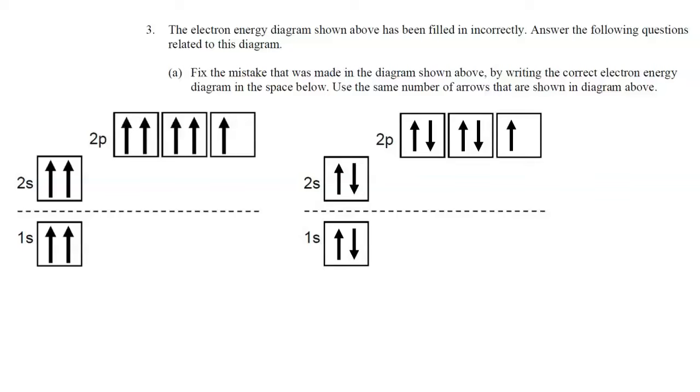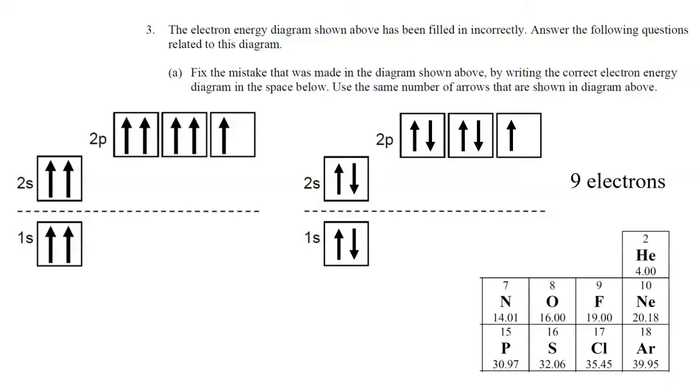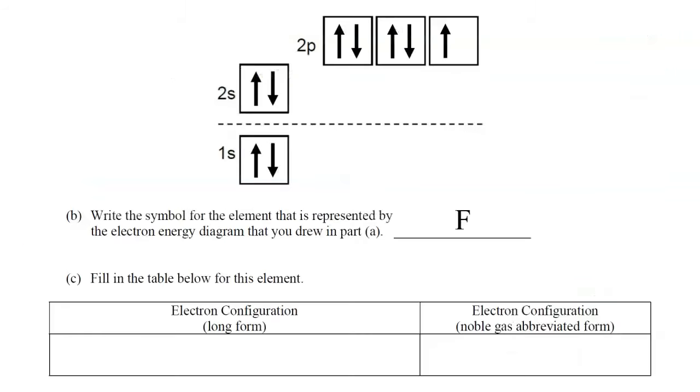Well, if we count, we have a total of 9 electrons, and this helps us to identify the element that is represented by this electron energy diagram. So 9 electrons would mean an atom of fluorine, which is atomic number 9, has 9 electrons, so that is the identity of the element. The symbol is capital F, so now that's the correct answer to part B.